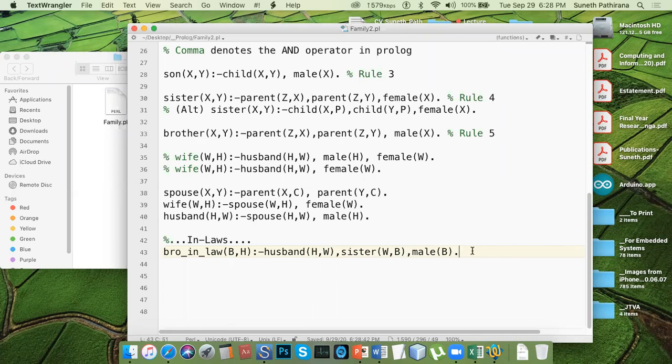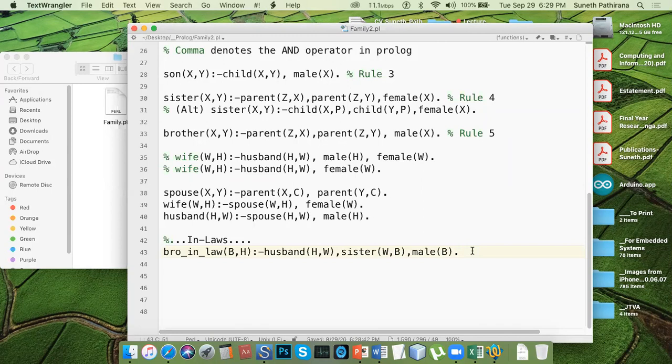So this is how you can define the brother-in-law relationship. Is that the only way of defining the brother-in-law? So that is one scenario. That means H and W are married, and W has a brother. W is a female person, of course, since she's a sister. Then B, the brother-in-law, is going to be a male person.